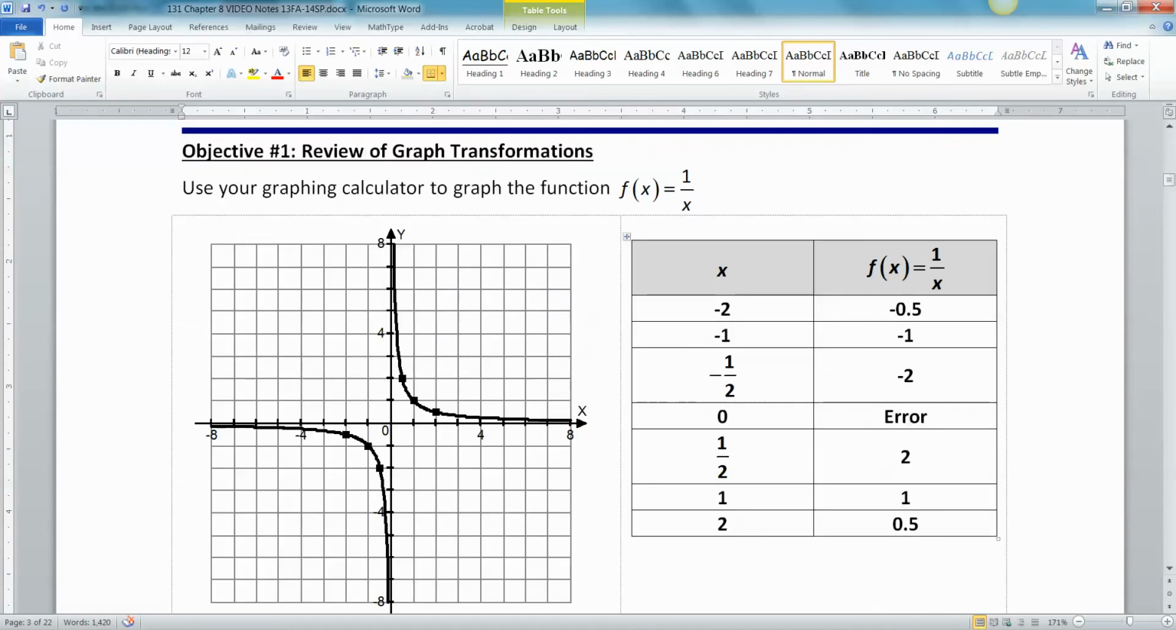So for example, here I can't have 0. That's why the calculator is giving me an error there. Because if I have 0 in the denominator, I'd be dividing by 0, and that's a big no-no. And that's why x equals 0 is my vertical asymptote on that equation.